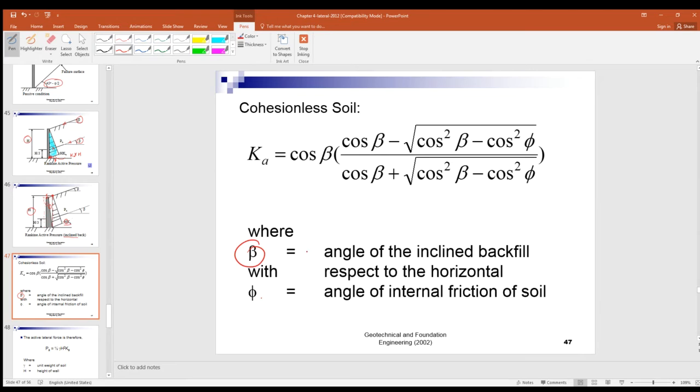Now, of course, if you let beta equal to 0, in other words, that retaining wall is no longer sloping, it is horizontal. Now that Ka will give you back (1 minus sine phi) over (1 plus sine phi). Okay, there's nothing new. It could be restored back to the formula we have learned for a horizontal ground surface.